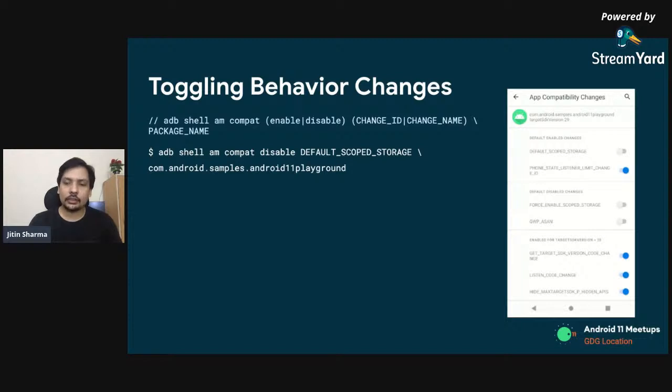These things are basically constant names like DEFAULT_SCOPED_STORAGE or GWP_ASAN. The definitions of these constants are available on the Android developer website, basically what they do and what they will trigger when you turn them on and off. So you could read through it and then use this to test the compatibility of your application with Android 11.